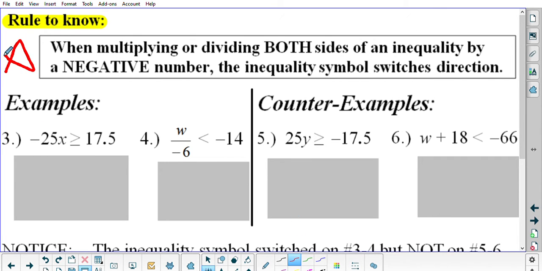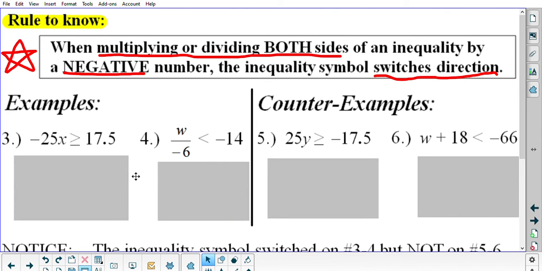This is an extremely important rule. It is not going to go away. You're going to need to know it in Algebra 1 as well. Follow along with me. It says when multiplying or dividing both sides of an inequality by a negative number, the inequality symbol switches direction. All right, so when does it switch direction? When you're multiplying or dividing both sides by a negative number.